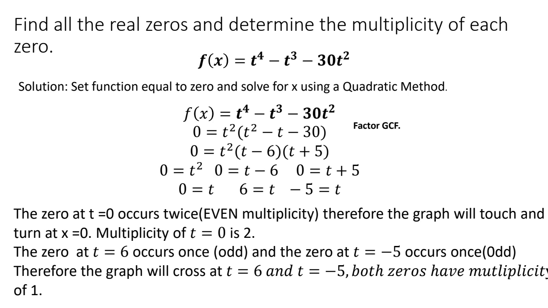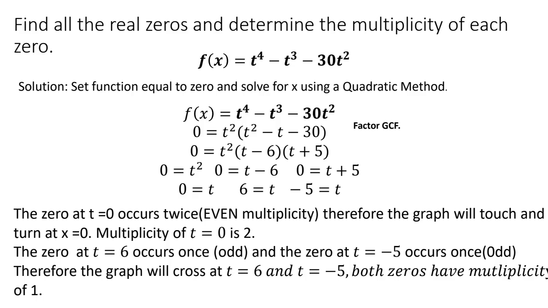So if we look here, at t equals 0, we have a multiplicity of 2 because it counts twice. And at t equals 6 and t equals negative 5, we have an odd multiplicity because it only happens once, and the multiplicity for those would just be labeled as 1.